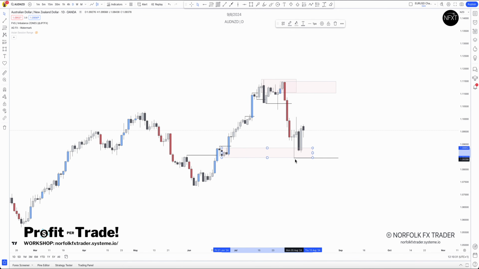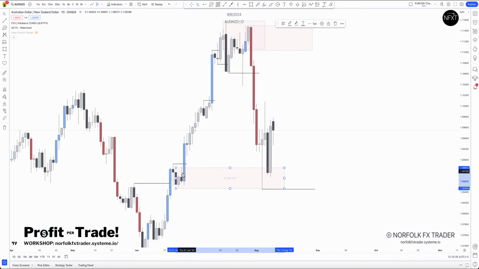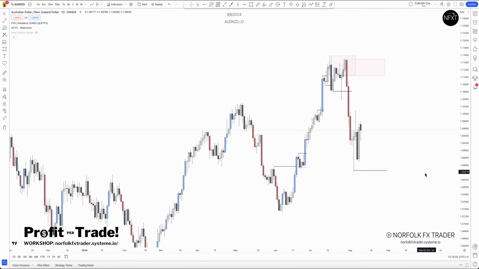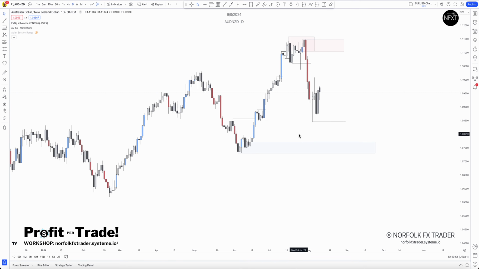Again, we just got swept through. I'm not sure. Let's double check it. Yeah, looks like we just got swept through. So we swept the low of that demand into the imbalance below. That means the next demand zone you would have would be this zone down here. Okay, so that's where you've got movement yet to fall to that demand.